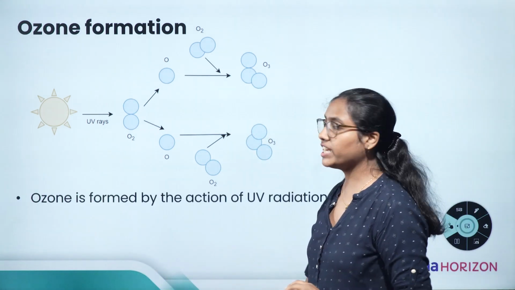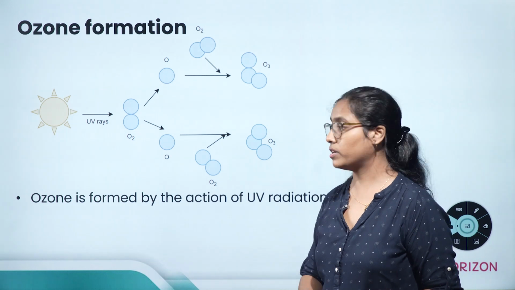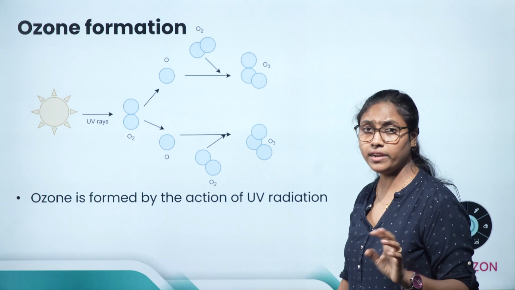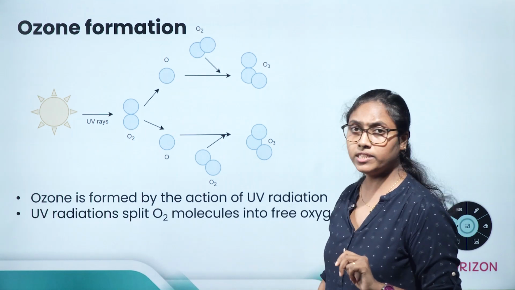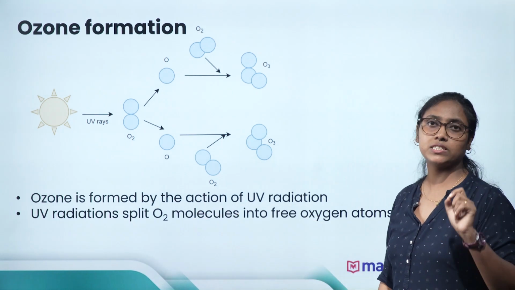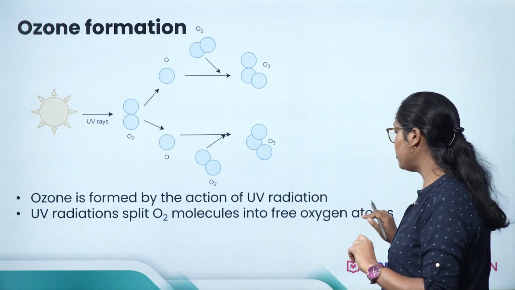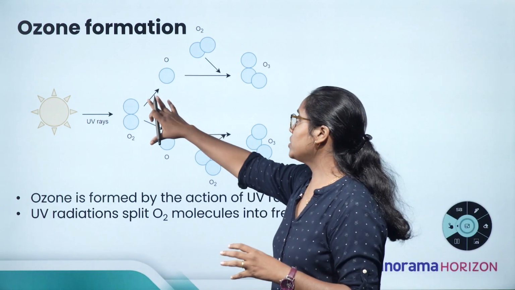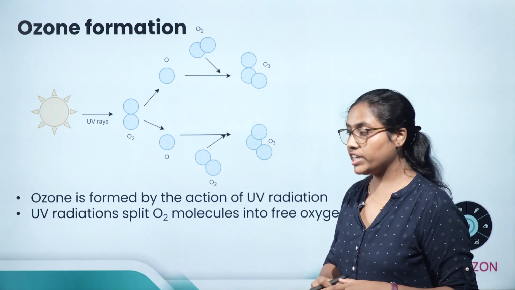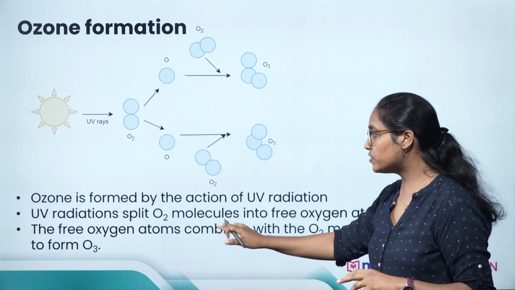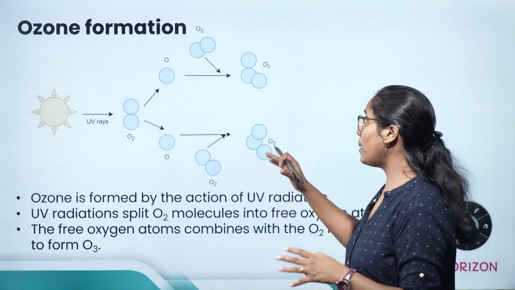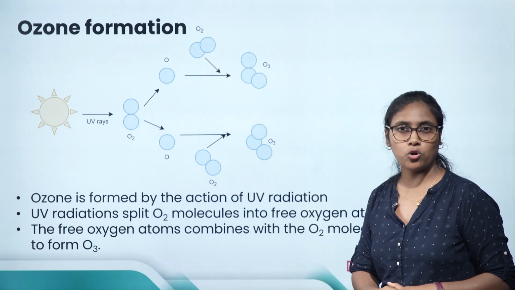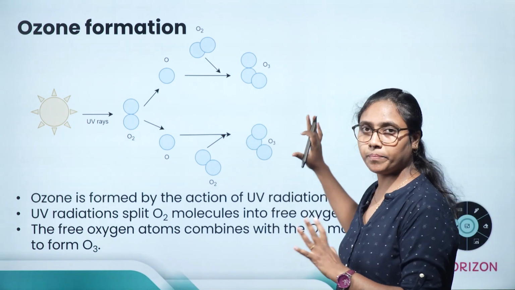So UV radiation helps in the formation of ozone. Ozone is formed by the action of UV radiation on diatomic oxygen. UV radiation splits the diatomic oxygen molecule into free oxygen atoms, and these free oxygen atoms combine with the oxygen molecule to form ozone. Okay, is it clear?